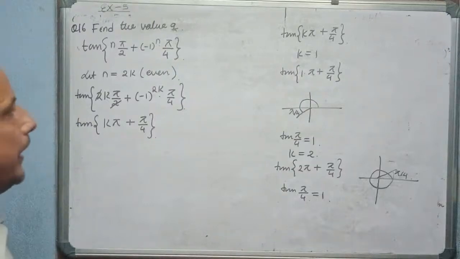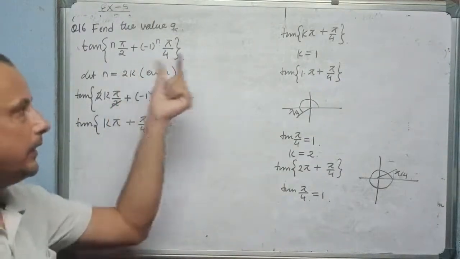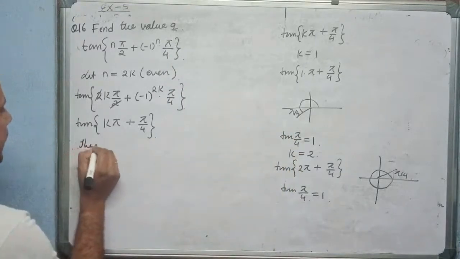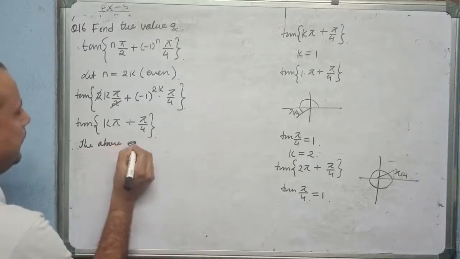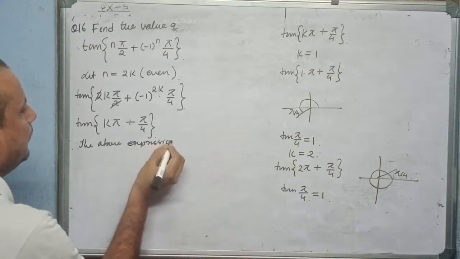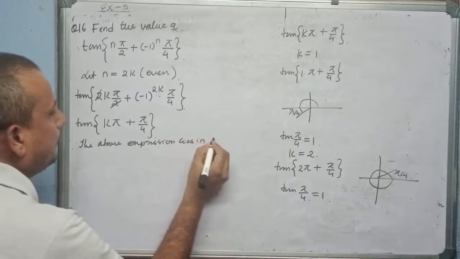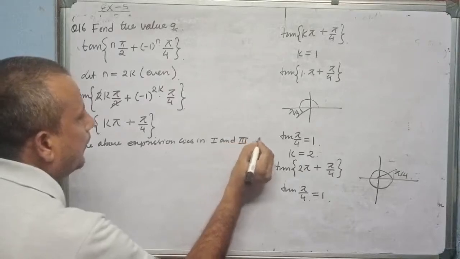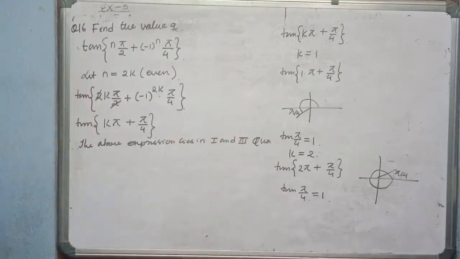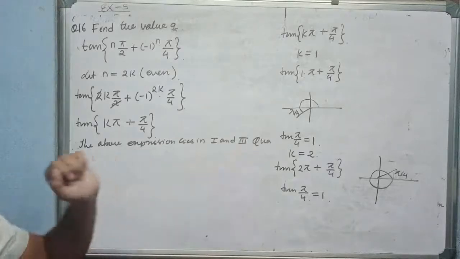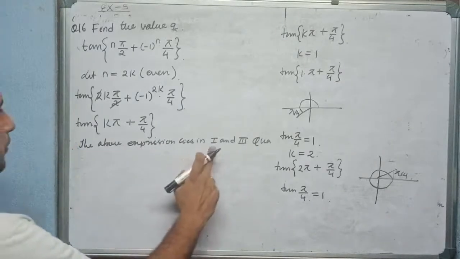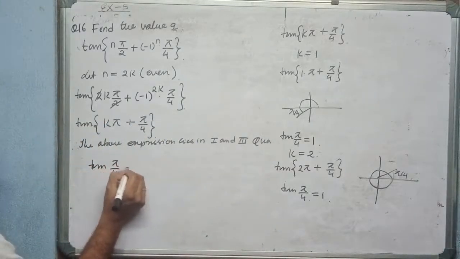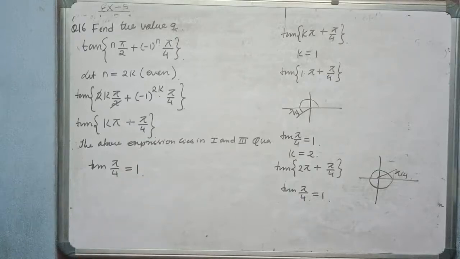For any value of k, this expression lies in either the third or the first quadrant. Therefore, the above expression lies in the first and third quadrant. In both quadrants, the first or the third, the tan is positive. So it is tan pi by 4, and the value of tan pi by 4 is 1.